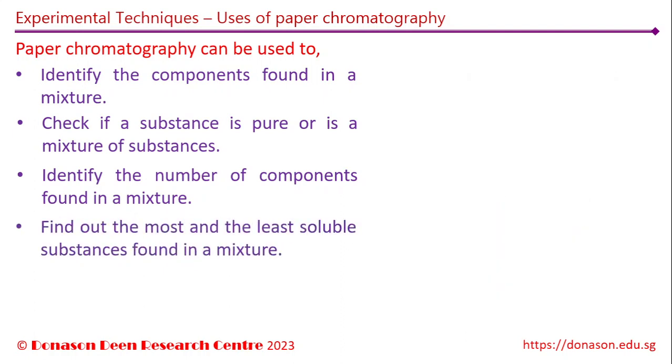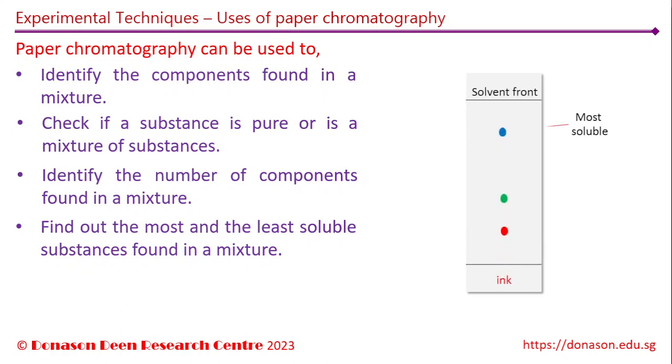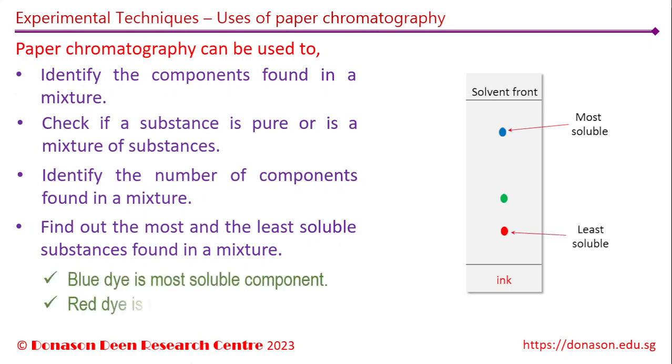Another piece of information that can be derived from chromatography is being able to determine which is the most soluble and which one is the least soluble substance found in a mixture. In this chromatogram, we can see that the blue is the most soluble component, while the red is the least soluble component. The green dye is somewhere between the two of them.